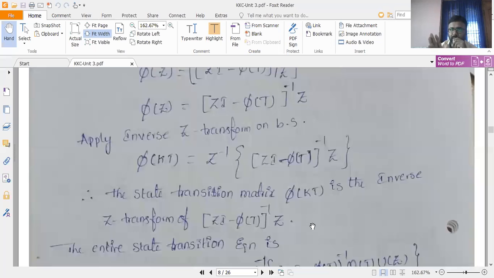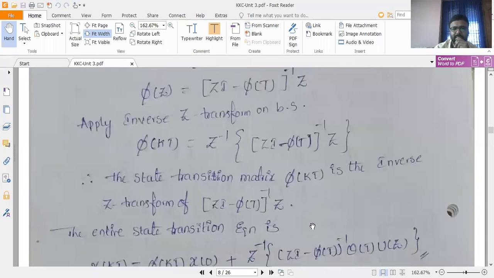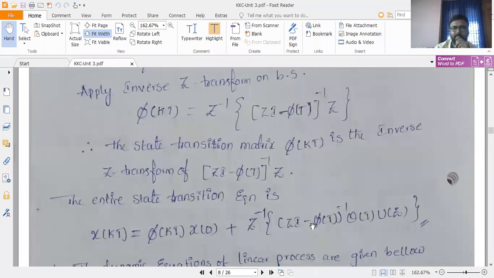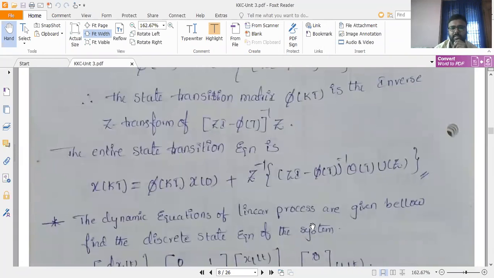Without the sample and hold devices, the state transition matrix is represented as φ(t) is equal to Laplace inverse of (sI minus A) whole inverse. But with the connection of the sample and hold devices, the state transition matrix is going to be represented as (zI minus φ(T)) whole inverse into z. Okay, so this is the expression for the state transition matrix of the discrete data system in connection with the sample and hold devices.